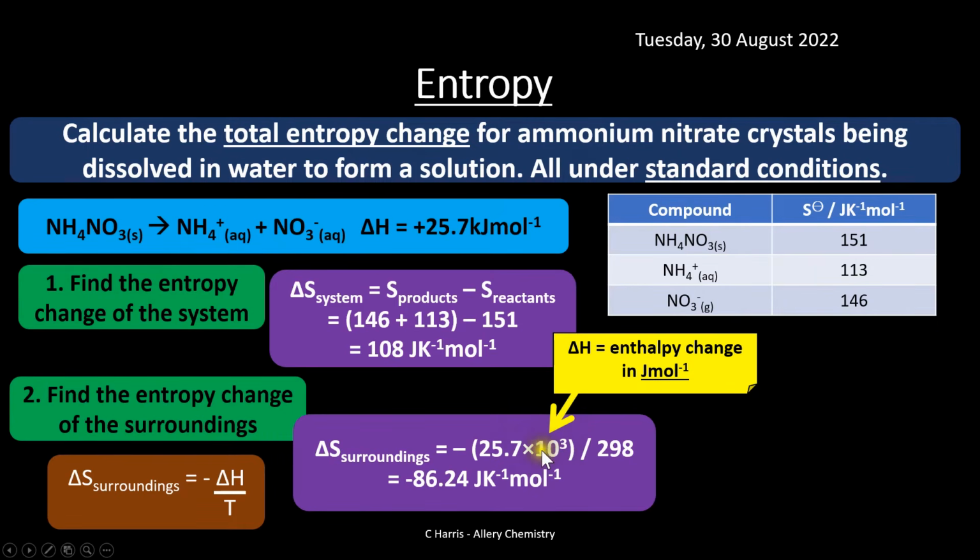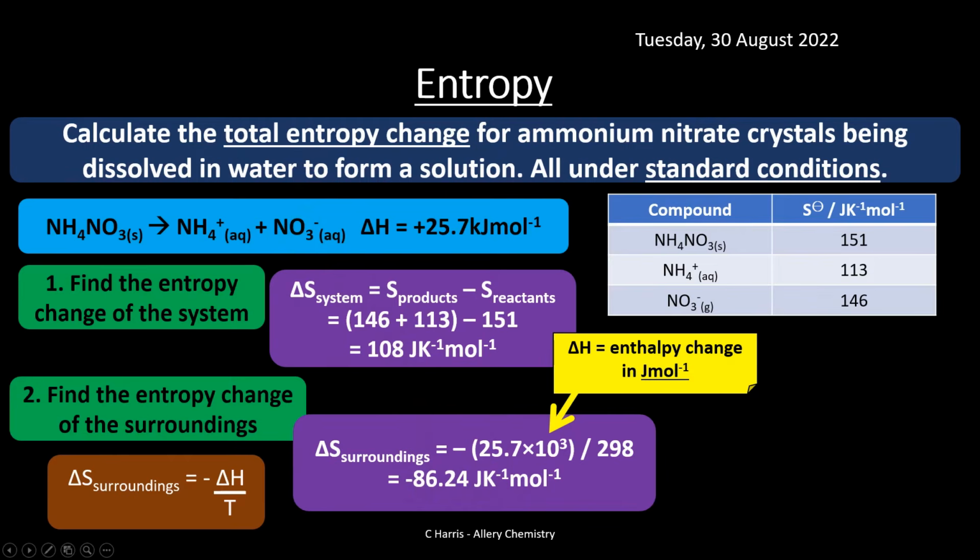So it's just, I tend to do that. It's just the way I kind of use these. So it's minus 25.7 times 10 to the 3 divided by 298 Kelvin, and that gives us minus 86.24 joules per Kelvin per mole. So now we've got our system, and now we've got our surroundings.